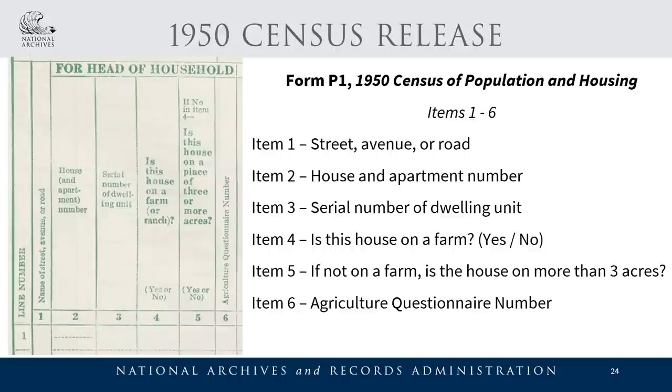This will be written in sideways on the form and will pertain to several households. Item 2 is the house number and apartment number, if applicable. Item 3 is the serial number of the dwelling unit. This is a number assigned by the enumerator in sequence as the enumerator is counting the dwelling units.